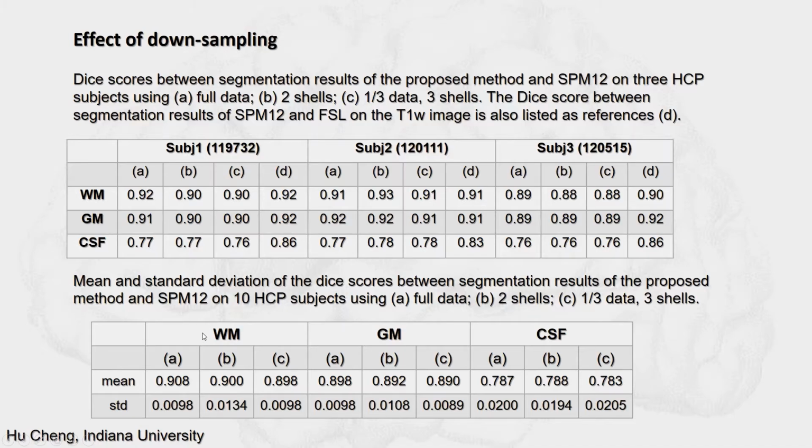This table shows the mean and standard deviation of the DICE scores between segmentation results of the proposed method and SPM12 on 10 HCP subjects using A, the full data set, B, 2 shell data, and C, 1/3 of the data, but 3 shells. The mean DICE score is around 0.9 for white matter, 0.89 for gray matter, and 0.78 for CSF. They're pretty good.